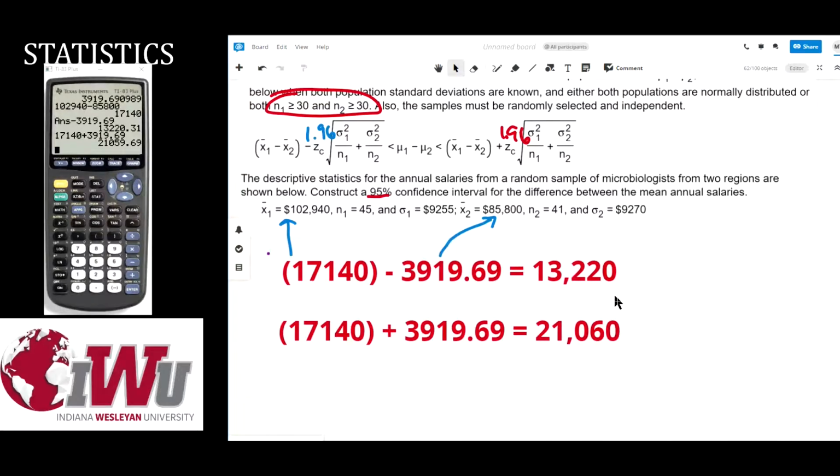All right, so I know I did it in bits and pieces, but sometimes it's easier to do that. First thing we did was we got this square root, then we multiplied it by the z value we got. After that, we found the x1 minus x2 and we subtracted and then added the values from there. So now we have our interval. So here it is, 13,220 up to 21,060. And let's see if we can get that typed up nicely for you.